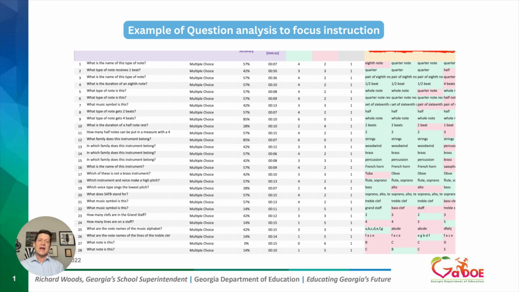Now, this is an example. This is why I love technology-based assessments where they grade them for you, because they provide this question analysis that, when you have to do it by hand, can be very time consuming, especially if you teach all grade levels in your school. So this makes it a little bit easier.